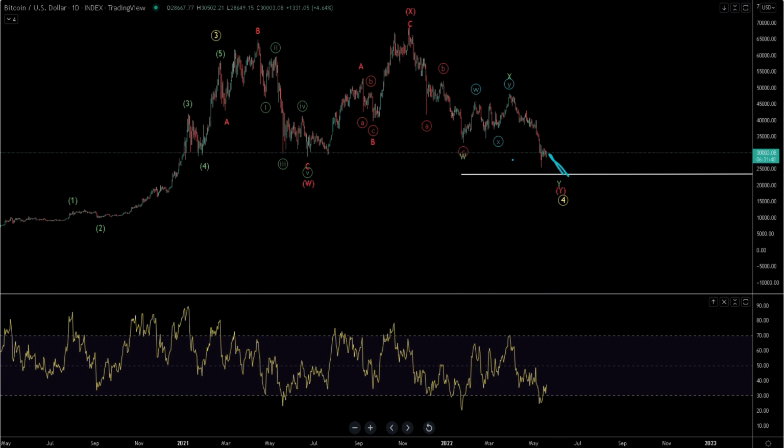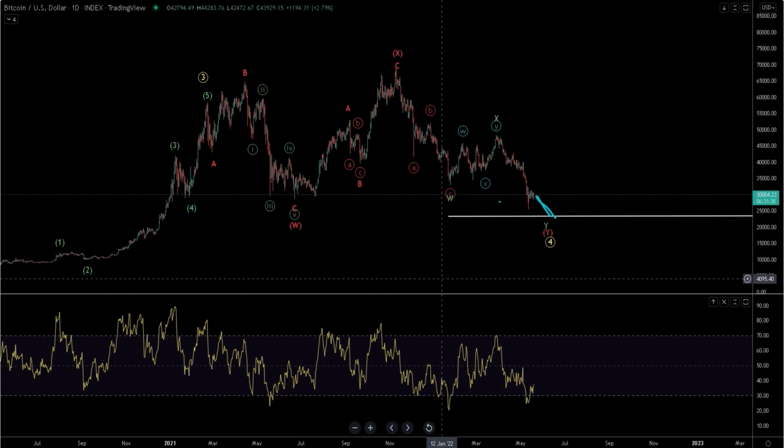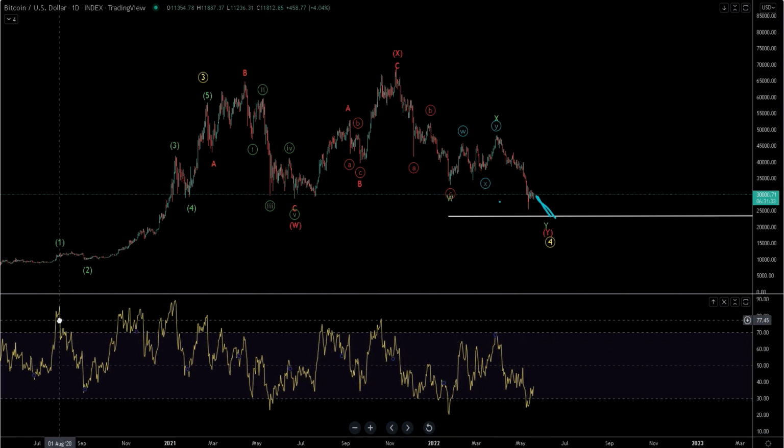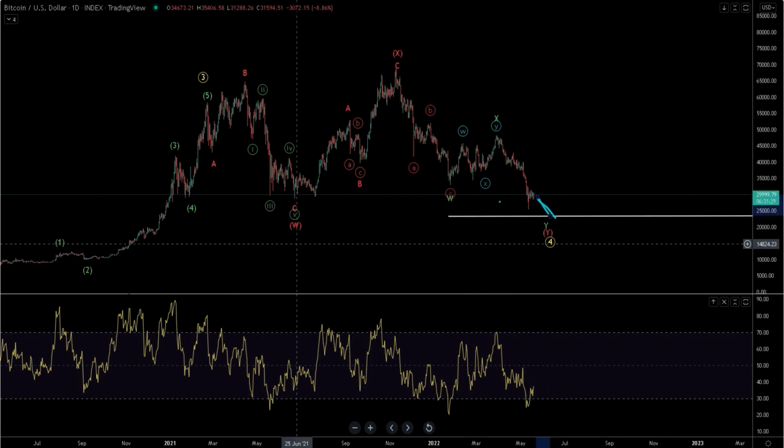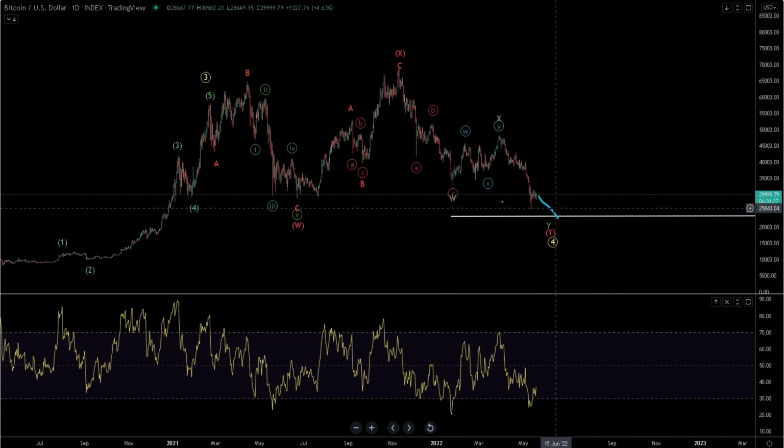Okay, just for a little bit of momentum. This is just scratching the surface on momentum, by the way. This is just as your standard RSI. All right, 14-day RSI at the close. That's all it is.